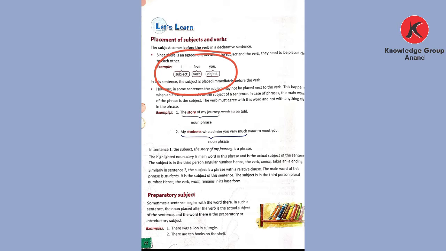In the previous lesson, we learned about subject and predicate. A sentence has two parts: one is the subject, the other one is the predicate. Here, I have told you that a sentence also has three parts: one is the subject, verb, and the object. So here we are learning the three parts.